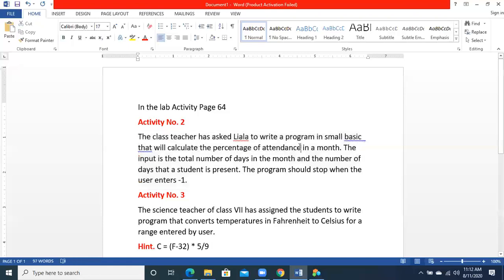using while loop. Acha, what we have to do? How do we calculate percentage? How do we calculate percentage, like the percentage of marks? Who will tell me how do we calculate the marks percentage? Raise the hand quickly.